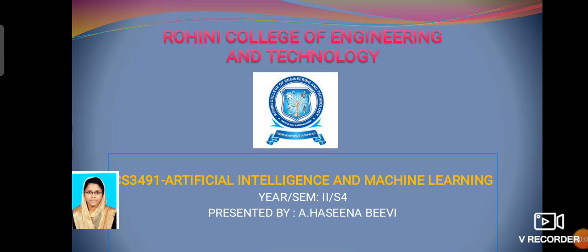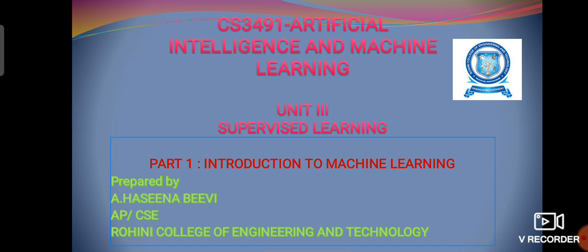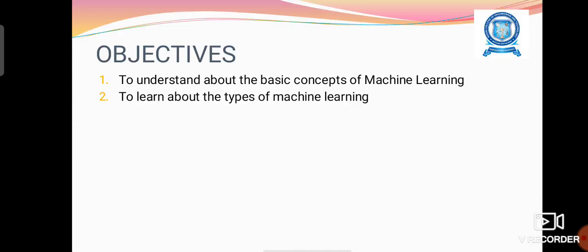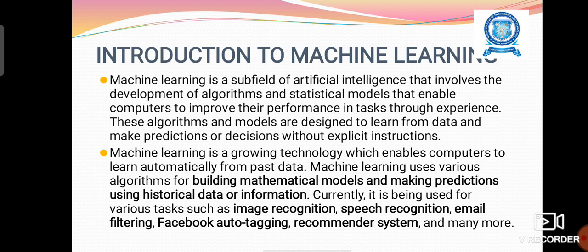Everyone, in this video lecture, we are going to see one topic from the third unit. The third unit is supervised learning. For the subject artificial intelligence and machine learning, we are going to see the first topic in the third unit, that is the introduction to machine learning. Objectives are to understand the basic concepts of machine learning and to learn about the types of machine learning.